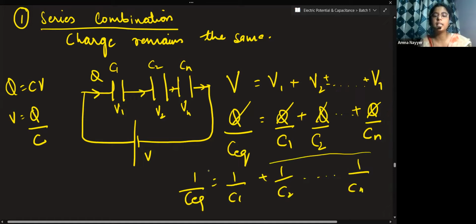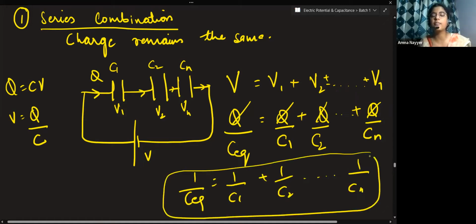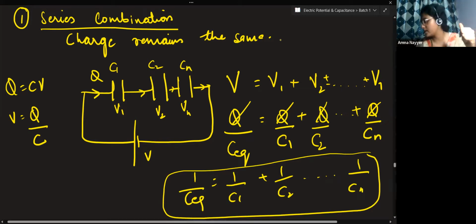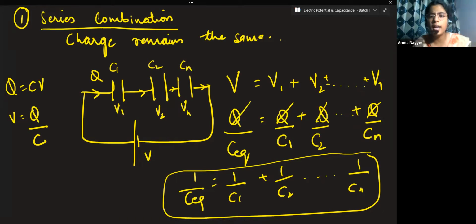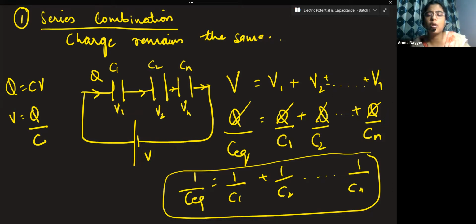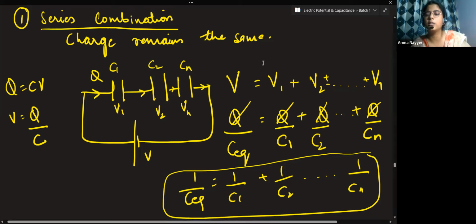Up till 1 by Cn basically means, if let's say there are 4 capacitors, the equivalent capacitance is given by 1 by C1 plus 1 by C2 plus 1 by C3 plus 1 by C4, in this manner. And this is the derivation of it also. Derivation of the series combination and parallel combination hardly comes in exam, but it can come. Since it's very small, it can come in your small-marks questions. But the derivation is something you can easily do.